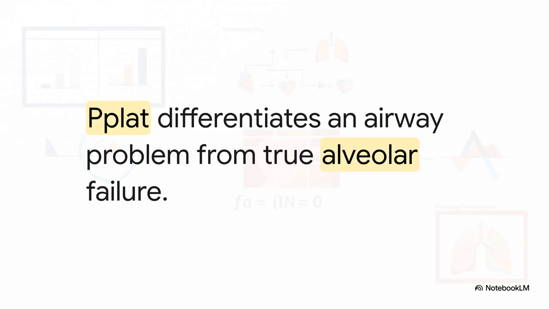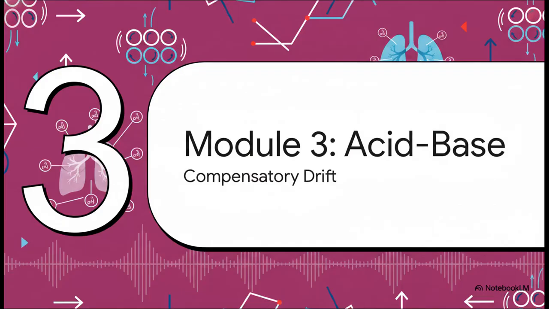It instantly tells you if you're dealing with a kinked tube or a dying lung. If you're not doing an inspiratory hold to check this pressure, you are flying completely blind in your vent management. Next up is Module 3, Acid-base vectors and metabolic compensatory drift. Let's map out exactly how alveolar ventilation adjusts under the biochemical stress of systemic pH chemosensing.